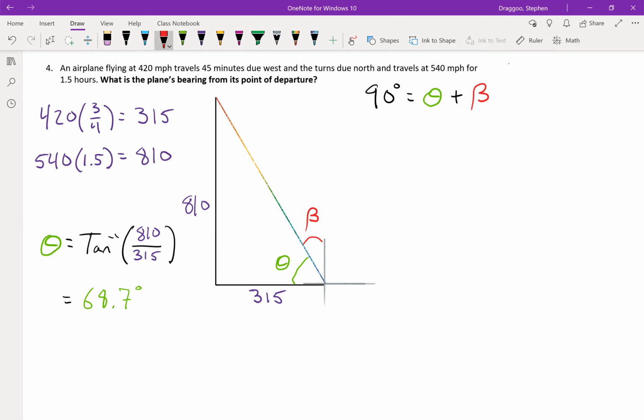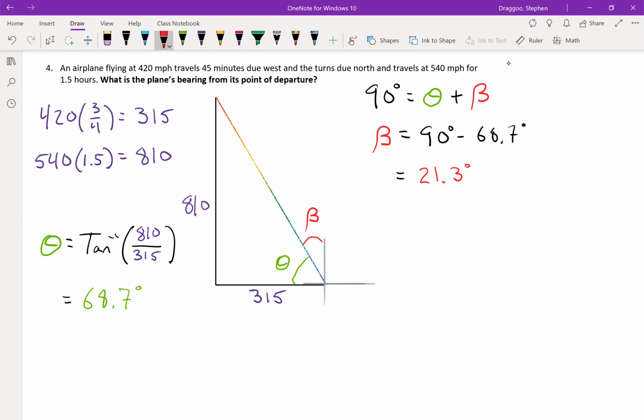So we'll use all that to solve for beta. Namely, beta ought to be 90 degrees minus 68.7, which simplifies to 21.3 degrees. So now I know my bearing angle is 21.3.